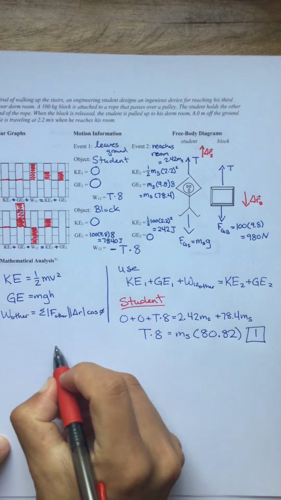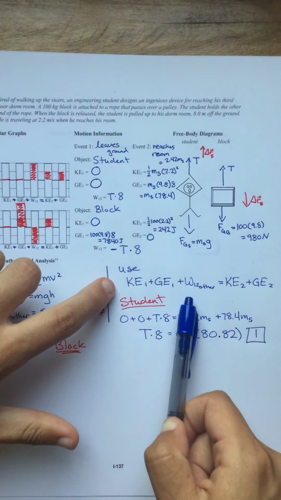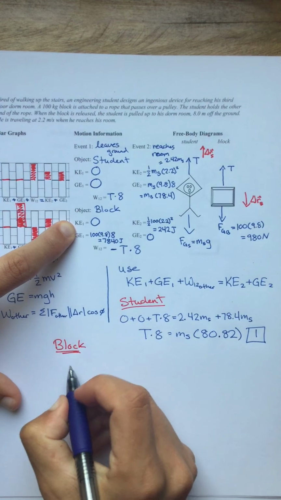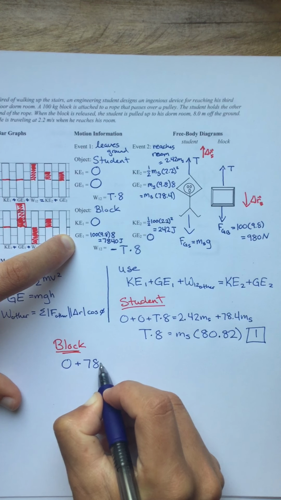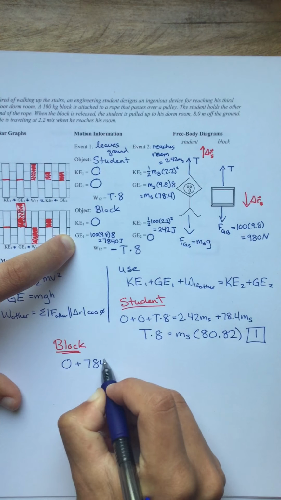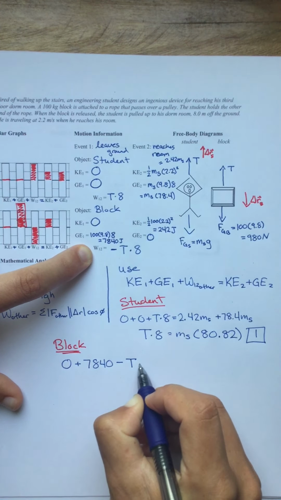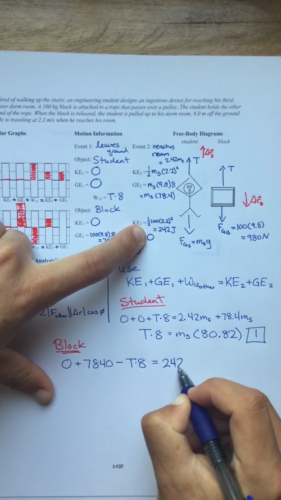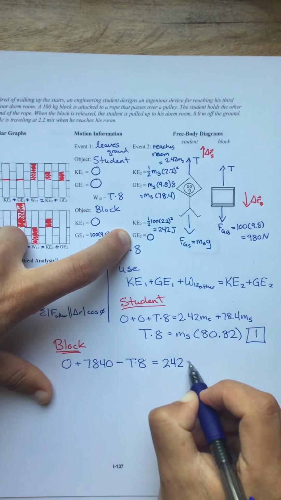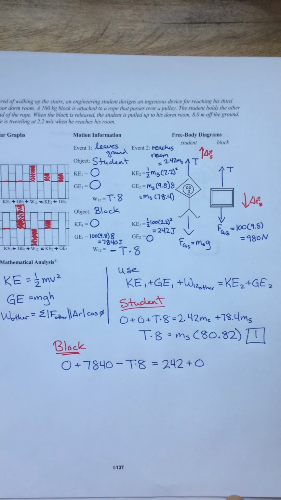Okay, so now I have one equation with two unknowns. So now I have to look at the block before I can do anything else. I'm going to use the same equation here. So the work energy relationship says KE1, which is 0, plus GE1, which is 7,840, plus work 1, 2, this is the work done by forces other than gravity, is negative T times 8. That's equal to KE2, which is 242, plus GE2, which is 0. Well, now this is nice. I have one equation, one unknown, so I can solve it for the tension.